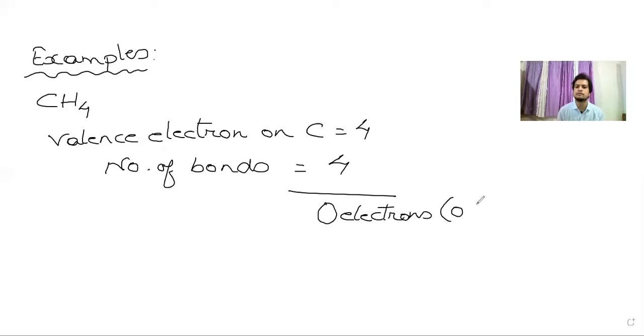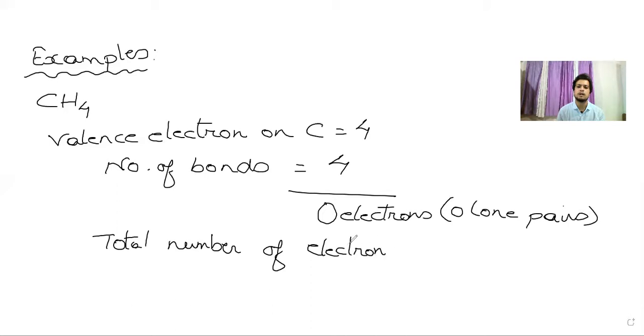Now 0 electrons means you will have 0 lone pairs. So what is the total number of electron pairs? It is bond pair (BP) plus lone pair (LP). How many bond pairs? Four single bonds, plus 0 lone pairs. So 4 plus 0 is 4. How many electron pairs do you have? 4. Now, what I have told you, if it is 4 electron pairs, what is the geometry? Tetrahedral.